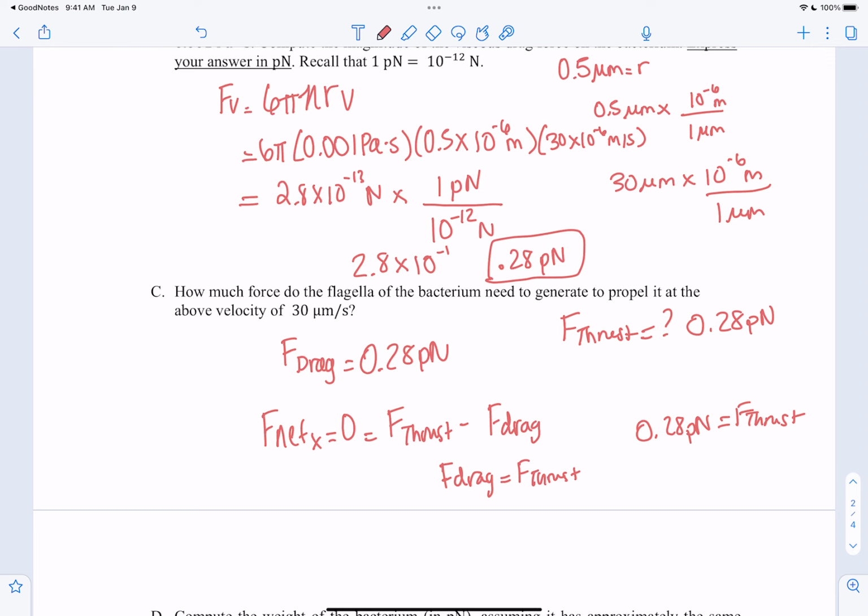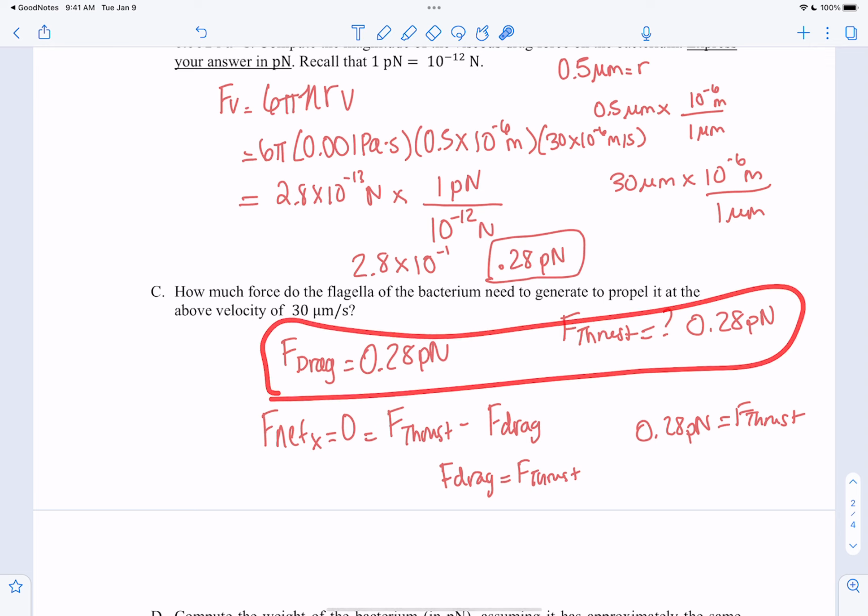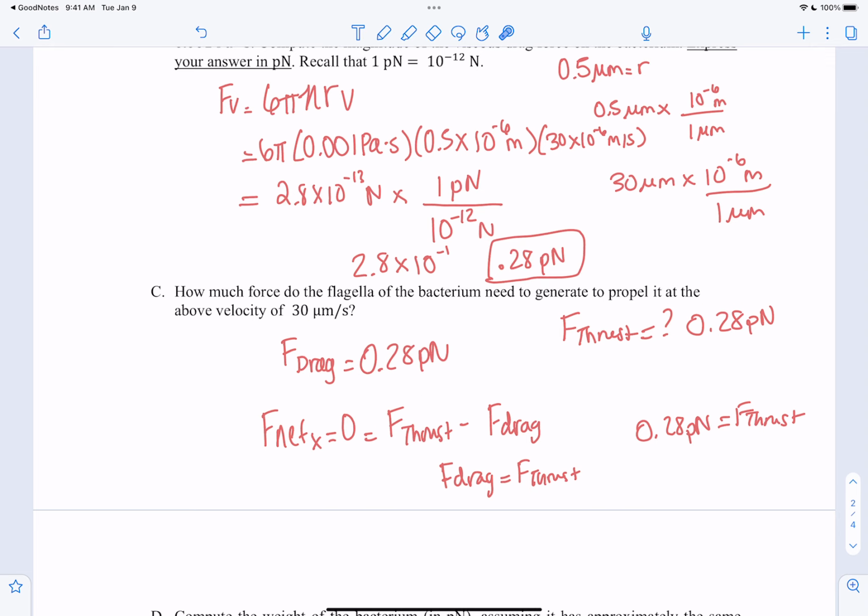Yeah, absolutely. For any of these problems, write an F net equation, please. Always write an F net equation if you're trying to figure out forces. I'm just saying, in general, if we think about this from a logical perspective, we don't even have to do the math to notice that if F drag is equal to F thrust, then F thrust is equal to 0.28 piconewtons. But yeah, you're absolutely right.